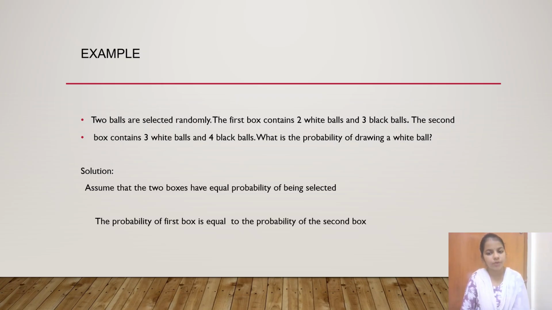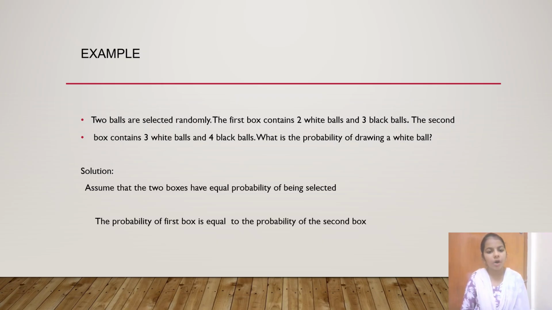What is the probability of drawing a white ball? The question is: two balls are selected randomly. The first box contains two white balls and three black balls, and the second box contains three white balls and four black balls. Finally, they ask what is the probability of drawing a white ball among all the balls. Solution: assume that the two boxes have equal probability of being selected.